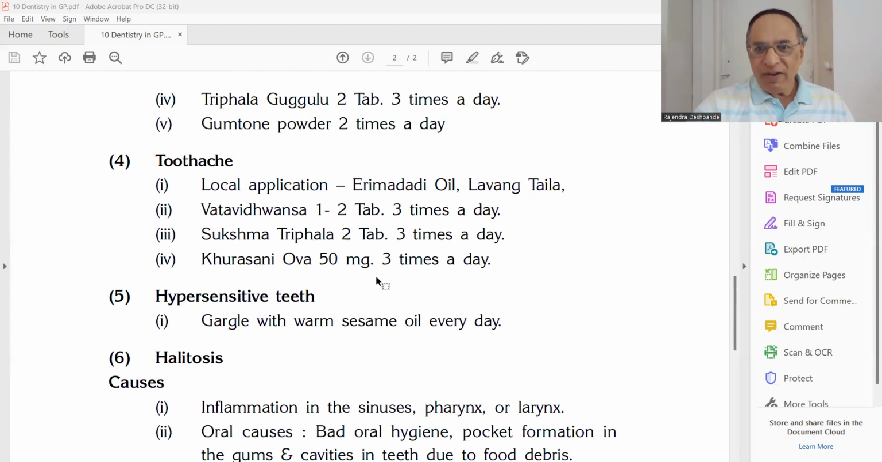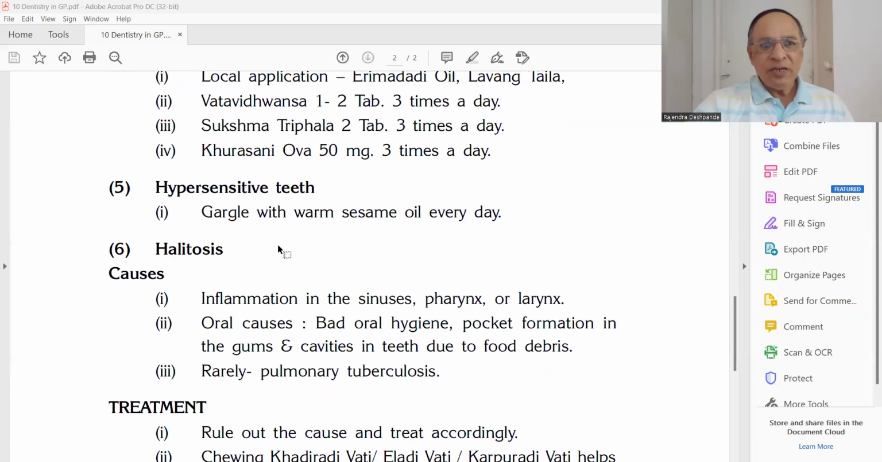Then for toothache, whenever there is pain, local application of Irimedadi oil or Lavang oil, that is clove oil. Okay. Then Vata Vidhvansa, Ayurvedic analgesic, 1 to 2 tablets 3 times a day. Sukshma Triphala, Ayurvedic antibiotic, 2 tablets 3 times a day. Then Khurasani Ova tranquilizer, 50 milligram 3 times a day.